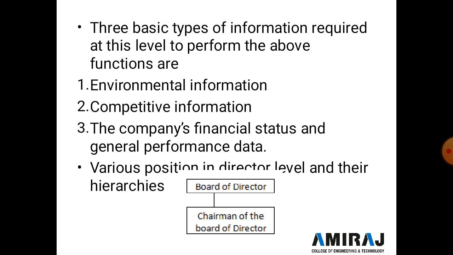Here the various positions in a director level and the hierarchy are given below, like board of directors. Below the board of directors, the chairman of the board of directors is there, and below the chairman of the board of directors the president level is there. The board of directors gives the command to the chairman, and the chairman gives the command to the president level. So these are the 3 positions of the director level.